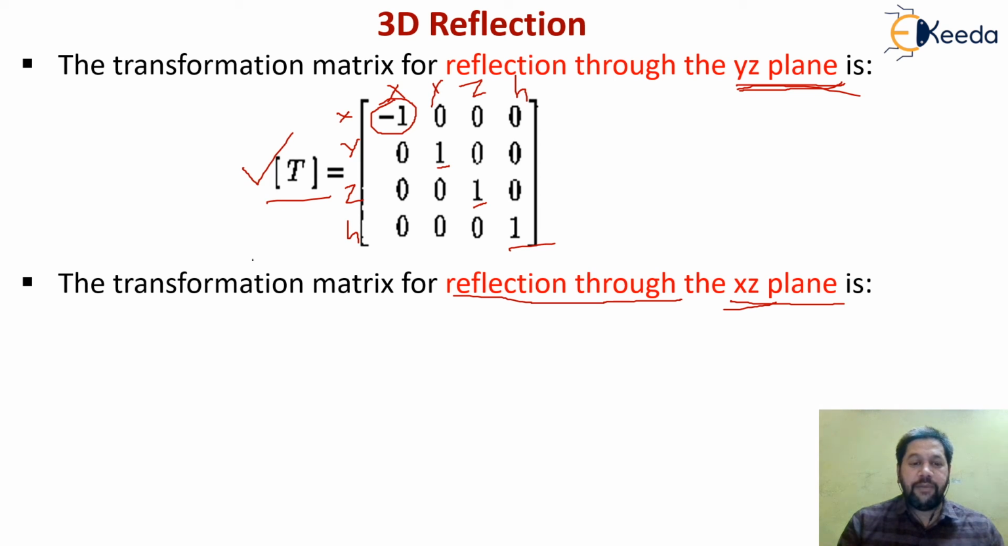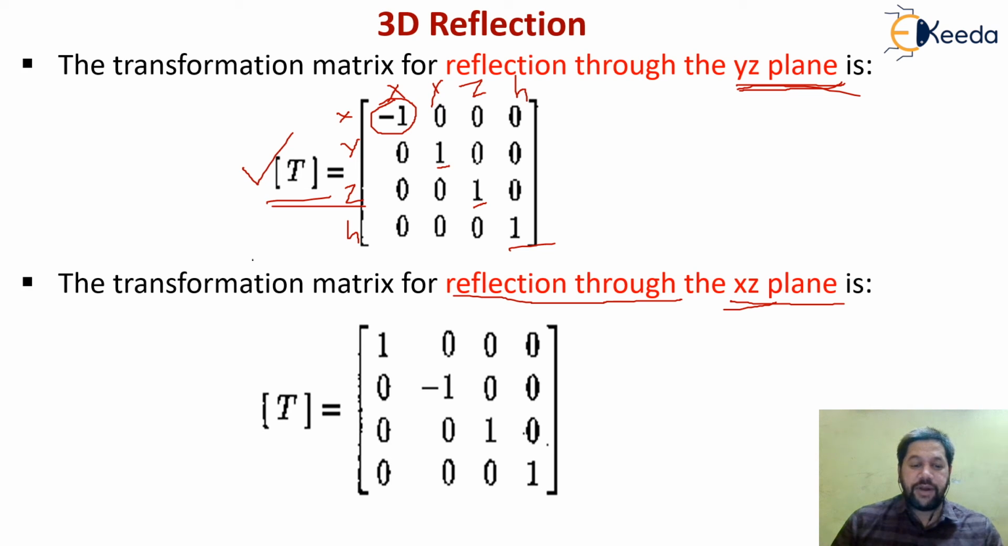So what is expected? I think everyone can draw the transformation matrix after the discussion. So this was my transformation matrix for reflection through the xz plane. Again, this is my x value column-wise, this is the y value, this is my z value, and this is obviously the h value. It is a homogeneous coordinate system.